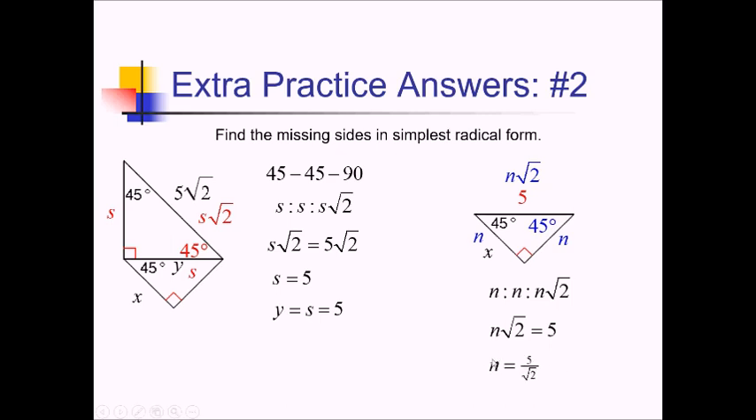And if we go ahead and simplify that by multiplying by root 2 over root 2, that's going to be 5 radical 2 over 2 for the n value. So now that we have n, let's go back and plug that in to find x. It looks like x is actually exactly the same value as n as we labeled it up here. So that means that x is 5 radical 2 over 2.